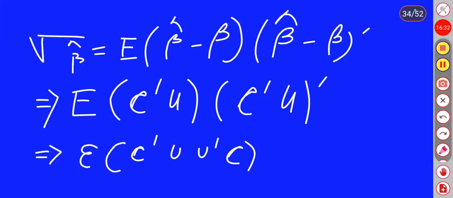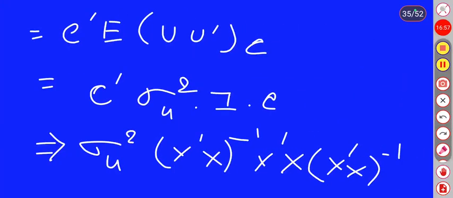So the variance-covariance matrix represents the expectation of (beta hat minus beta) multiplied by (beta hat minus beta) prime. We know that beta hat minus beta is equal to c prime u, so it is the expected value of c prime u into (c prime u) prime. These two terms are in the expectation, that is, c prime, expected value of u prime, into c.